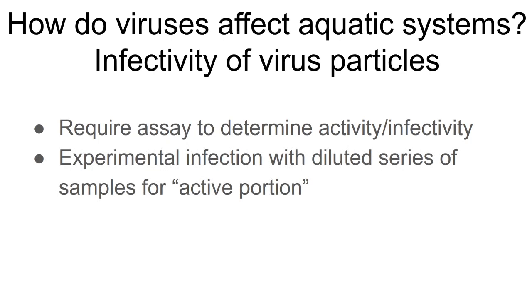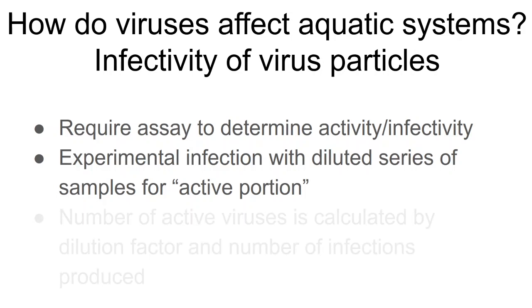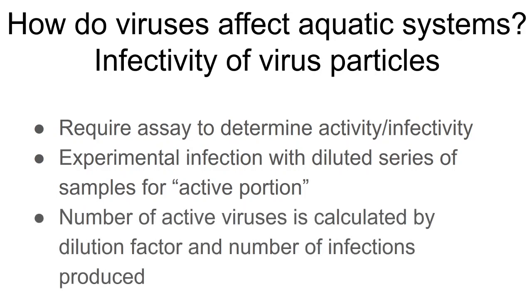And so one way that we could do that is that we could infect targets. We could infect host cells with a diluted series of these viruses and see how many of those actually do a good job of getting into the host cells and using them. And so we could extrapolate out the number of active viruses based on the dilution factor and the number of infections produced.